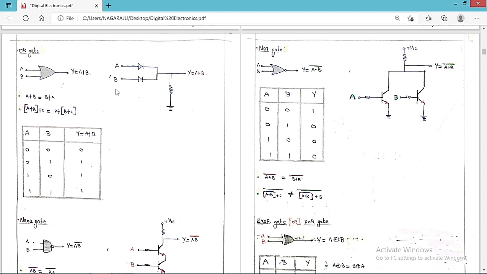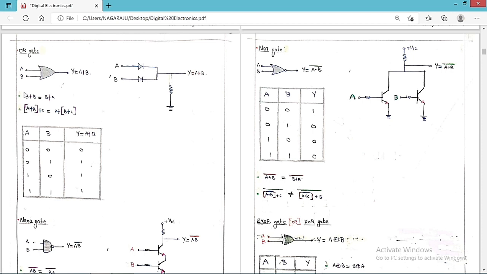If A is equal to 0 and B is equal to 1, then the diode on B is going to become a short circuit. So whatever this B is, the same appears at Y, so Y is equal to 1. If A is equal to 1, this diode is going to turn on, so whatever the A is, the same we are going to get at Y. If both are on, then these diodes are basically short circuit, so we are going to get Y is equal to 1. So this is the circuit diagram of an OR gate.